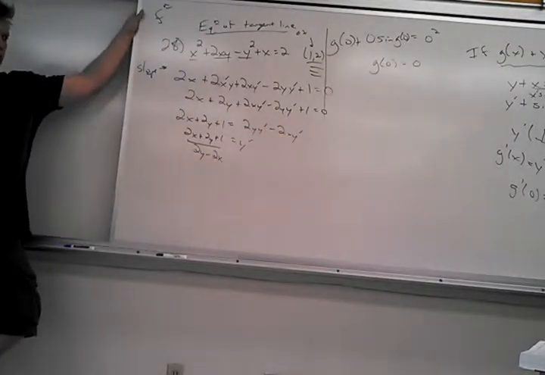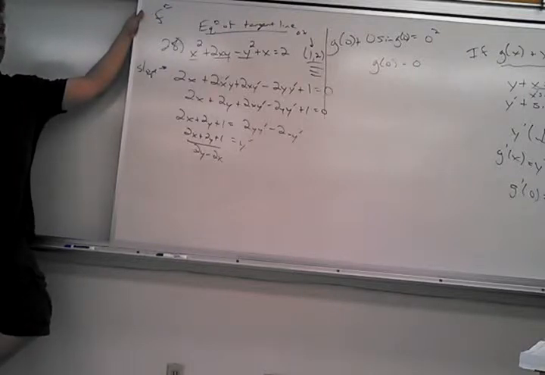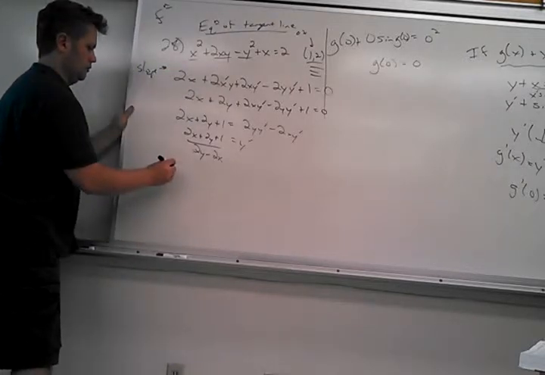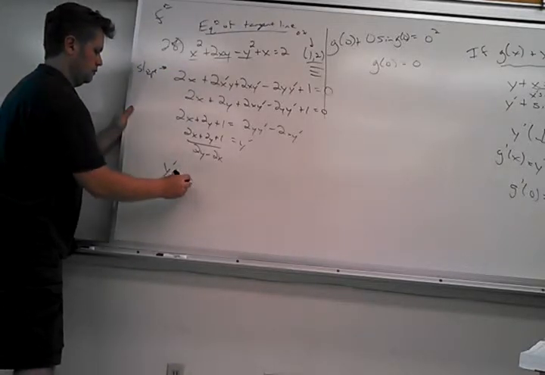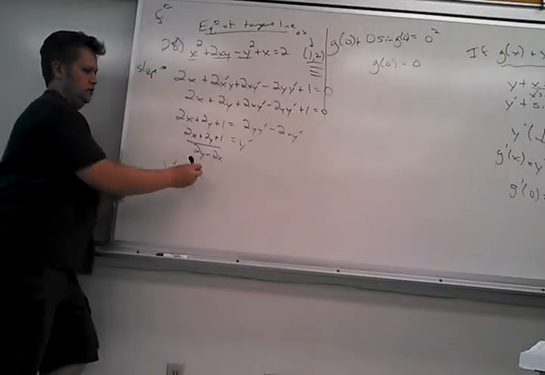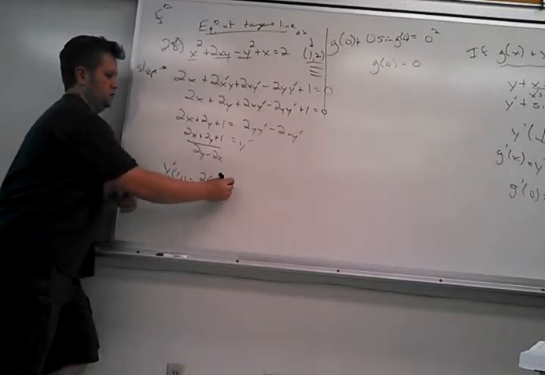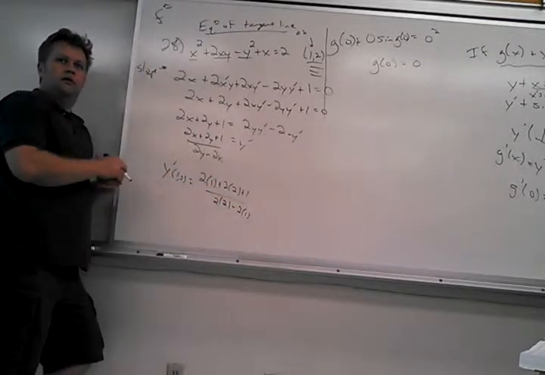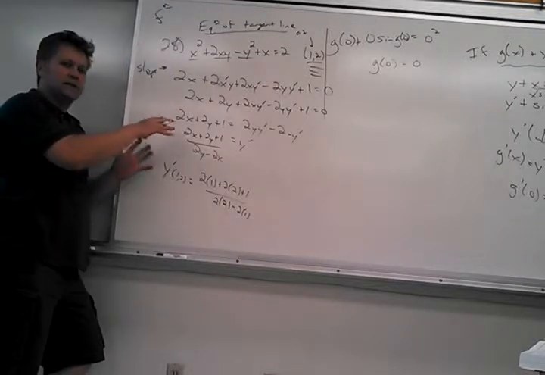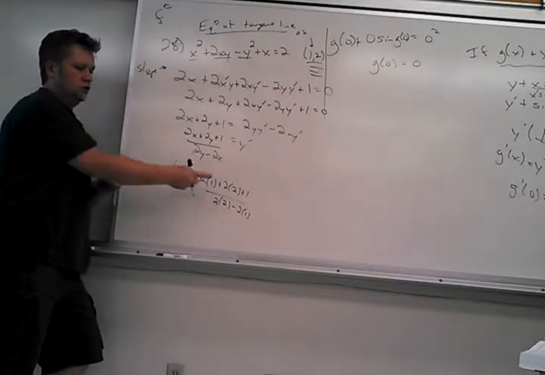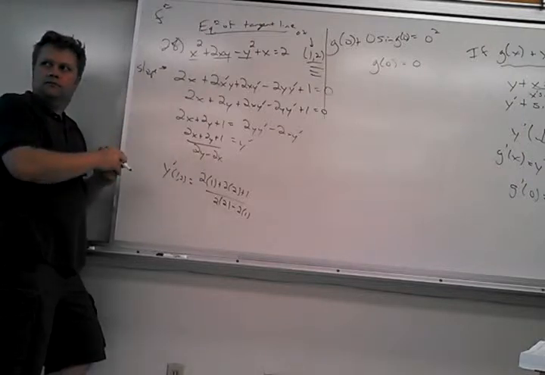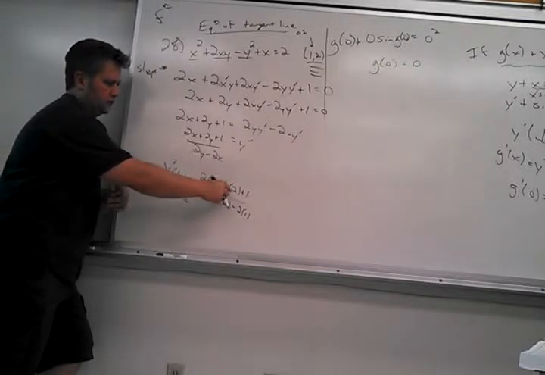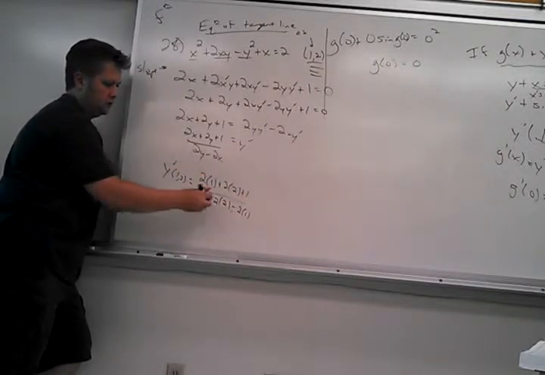So what's the slope at the point that I'm interested in? How do I find that? y prime at (1, 2) is going to be 2 times 1 plus 2 times 2 plus 1, over 2 times 2 minus 2 times 1. That kind of is a nice thing about implicit differentiation: you actually use the whole point. You can plug it in for y and x. So I get 2 plus 4 is 6, plus 1 is 7, over 4 minus 2, so I get 7 halves.